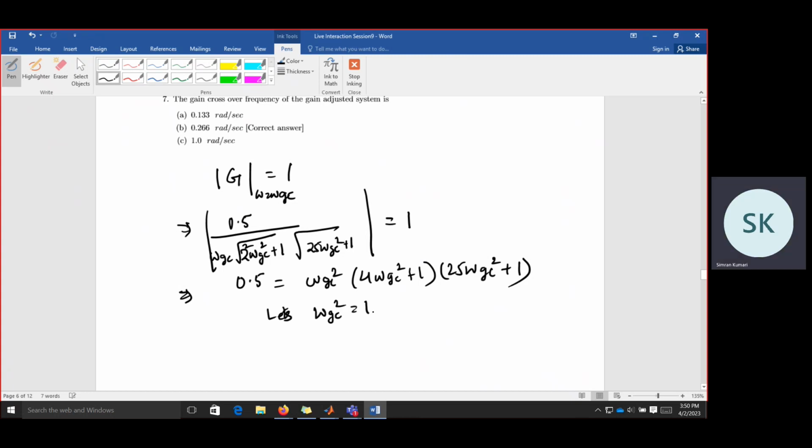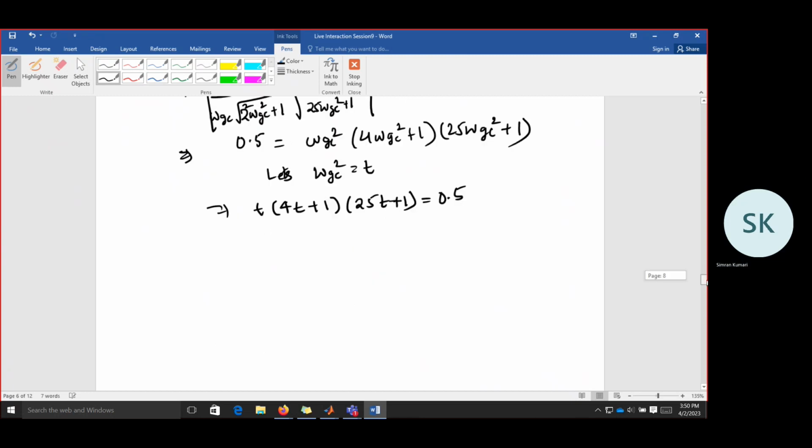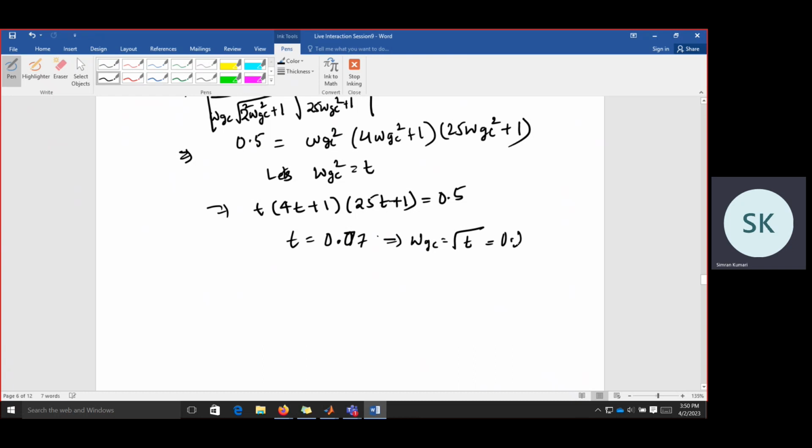Now let omega GC square equal to T. So we'll have T, 4T plus 1 and then 25T plus 1 is equal to 0.5. So I just solve this equation. If we try to solve this, what we get, this T is equal to 0.07 and omega GC will be root under T. So this will be 0.266 radian per second. So this is the gain crossover frequency.